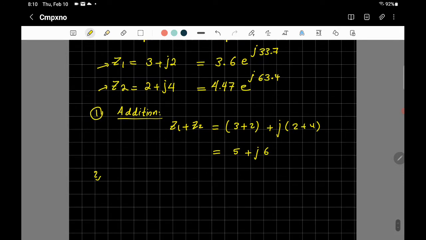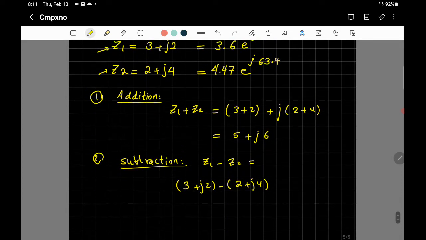The same thing for subtraction. If you have to perform subtraction, let's say that you want to find z1 minus z2. Let me write z1. z1 is equal to 3 plus j2, and you want to subtract z2, 2 plus j4, from it. So subtract real from real, which will be 3 minus 2, and then you have plus j, and you have 2 minus 4. That will be equal to 1 minus j2.